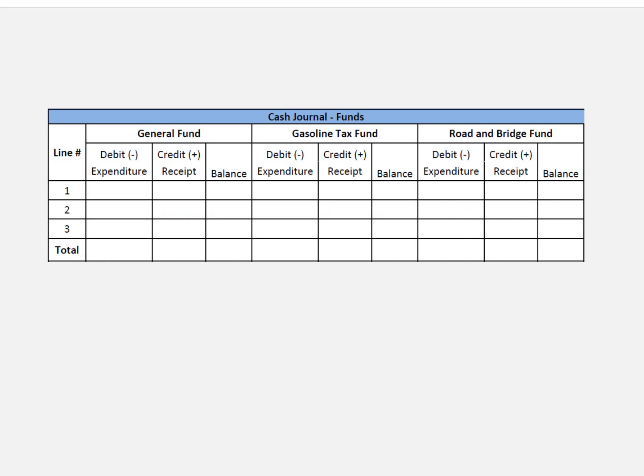This is the right side of a paper cash journal, showing the fund ledger section. Each fund has a receipt, expenditure, and balance column. Entries from the cash side of the journal are recorded in each fund's columns, and the balance of the fund is adjusted by the posted entry. Each fund maintains a running balance. At all times, the total cash balance is equal to the total of all fund balances.